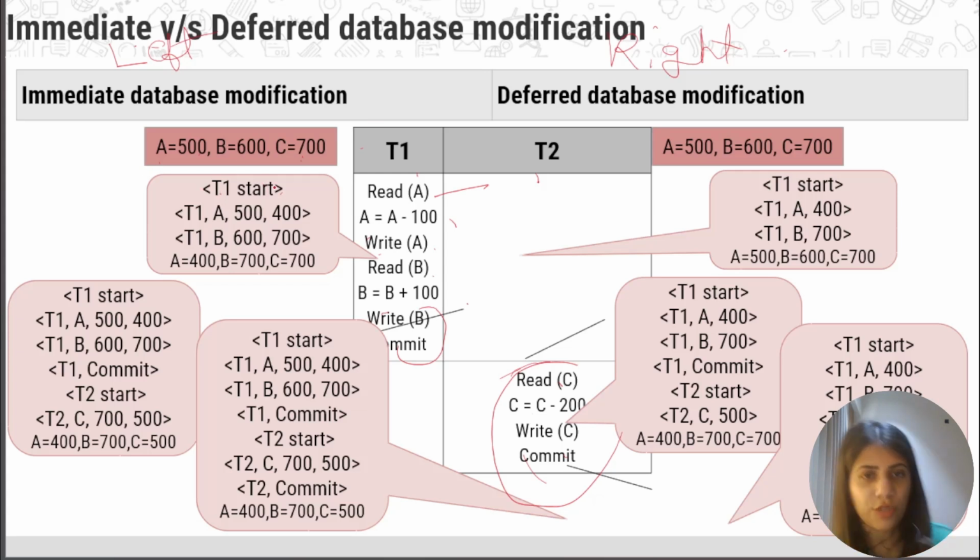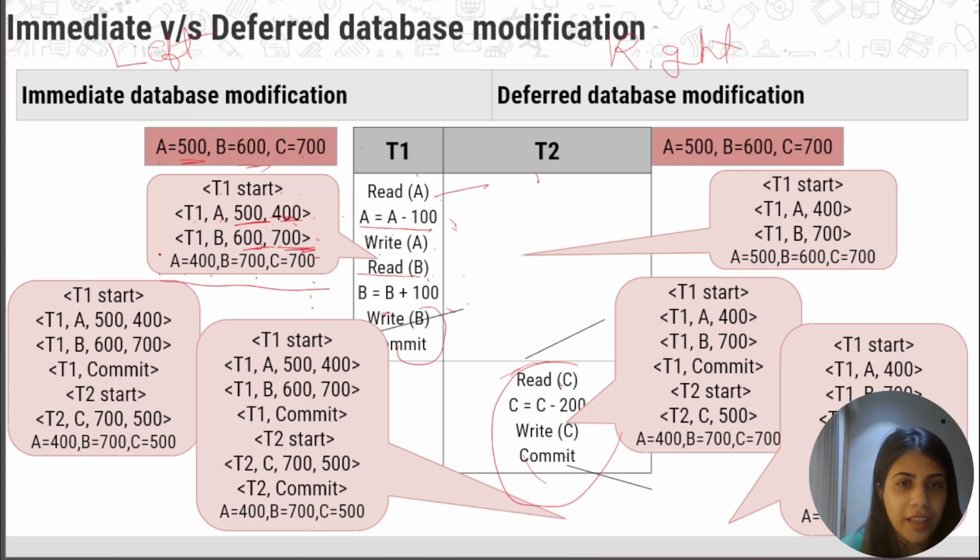So T1 will start, which means transaction 1 will start. इसको हम कैसे लिखेंगे? T1, we are working on currently account A. 500, which is the initial value, 400, जो ये A minus 100 के बाद हो जाएगी. 500 minus 100 will be 400. Then T1, B is getting read. 600, which is the initial value, B plus 100 will be 700, that will be the new value which will get updated. So then the database status will be A equals 400, B equals 700, C equals 700, which are the new values. Immediate database has been modified.